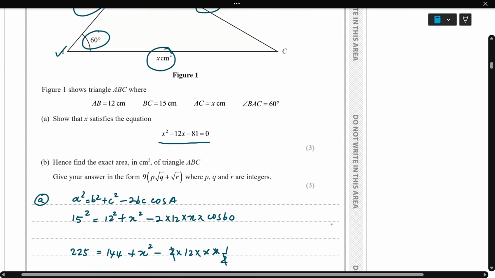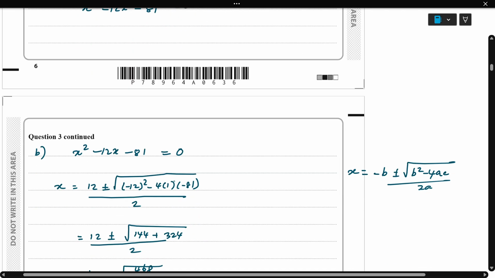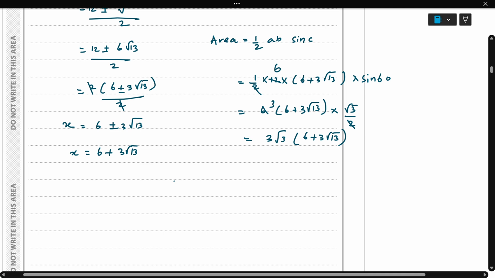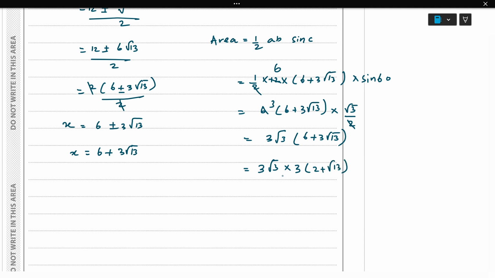But for our answer, we need to leave it in 9 times some form. So we need to make something 9. Here 3 root 3 times, from here I'll take 3 outside, so it will become 2 plus square root of 13. Now 3 times 3 is 9. The root 3 I'll multiply inside. So 9 times 2 root 3 plus square root of 39.